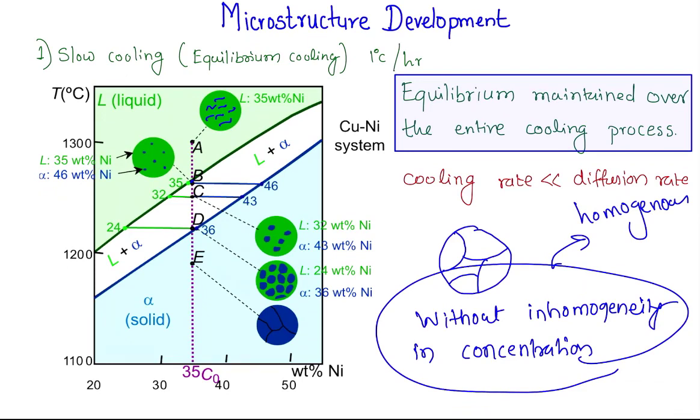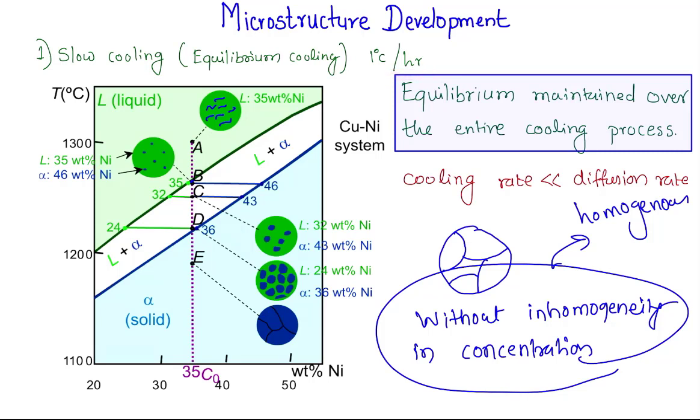So now if you have an alloy, and you are cooling the alloy from the liquid state to the solid state, from 1300 degrees Celsius to 1100 degrees Celsius. At 1300 it is in a liquid state, at 1100 it is in a solid state. So from liquid to solid, how the microstructure will change, that we will see now. There are two types here. One is called slow cooling. Here we cool the sample very slowly, such as 1 degree centigrade per hour.